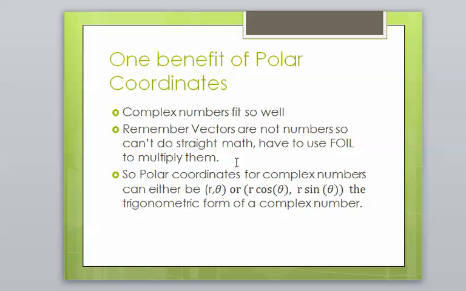But other than that, polar coordinates for complex numbers can either be written as r theta or as r cosine theta, comma r sine theta. Remember, that's the trigonometric form of a complex number.